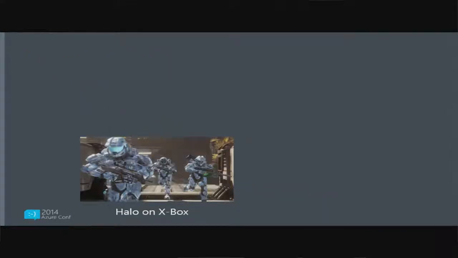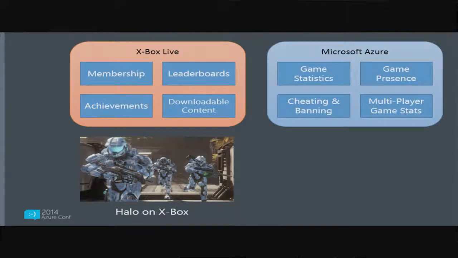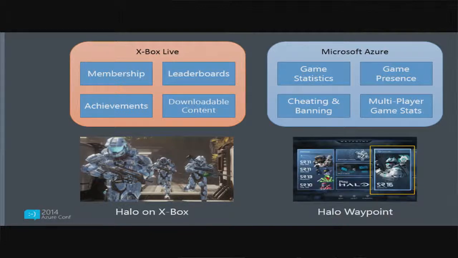Halo on the Xbox is an example of a game that uses Microsoft Azure technologies. They use the usual services that we've got in Xbox Live, such as membership, leaderboards, achievements and downloadable content. But then within Microsoft Azure, they're providing additional game services for game presence, things like cheating and banning, and multiplayer game stats. And to augment this, we've got a Halo Waypoint application that can run on Microsoft tablet devices, so players can actually interact with the game in different ways.